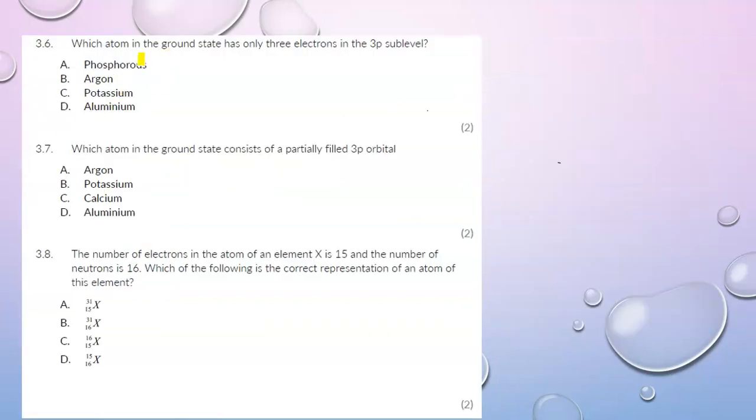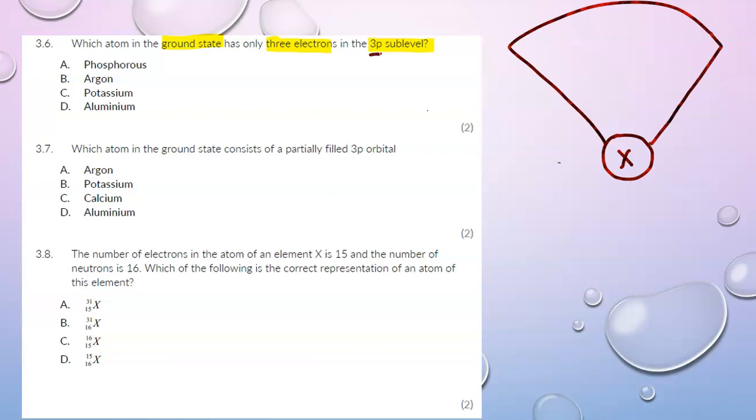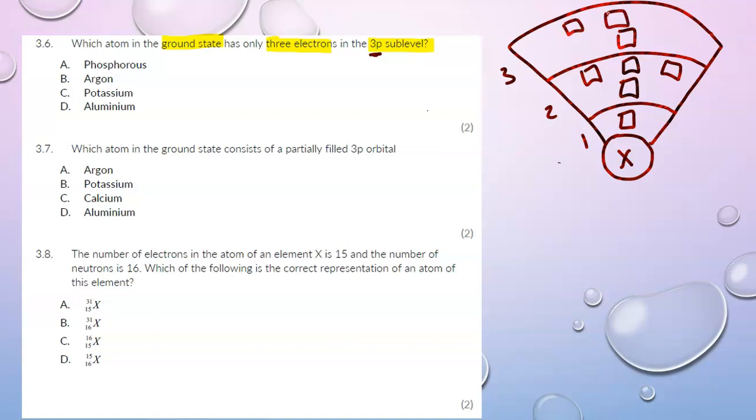3.6 tells us which atom in the ground state, meaning it's neutral, has only 3 electrons in its 3p suborbital. Now, for this one, I would actually just go and draw my little gnome. So it's someone, I'm not sure who that is at the moment. So they're talking about the 3p suborbital. So I have 1, 2, 3 energy levels. And then I add my orbitals. So the single one is S and the 3 together is our P.